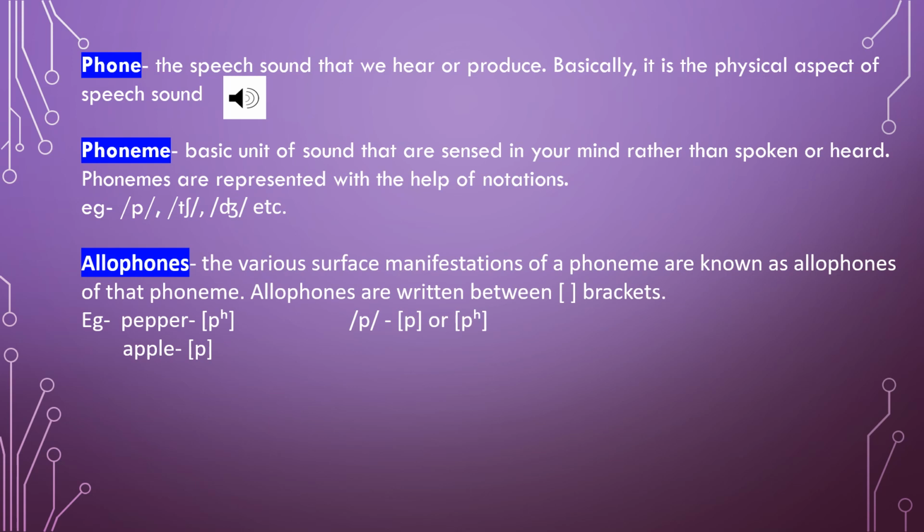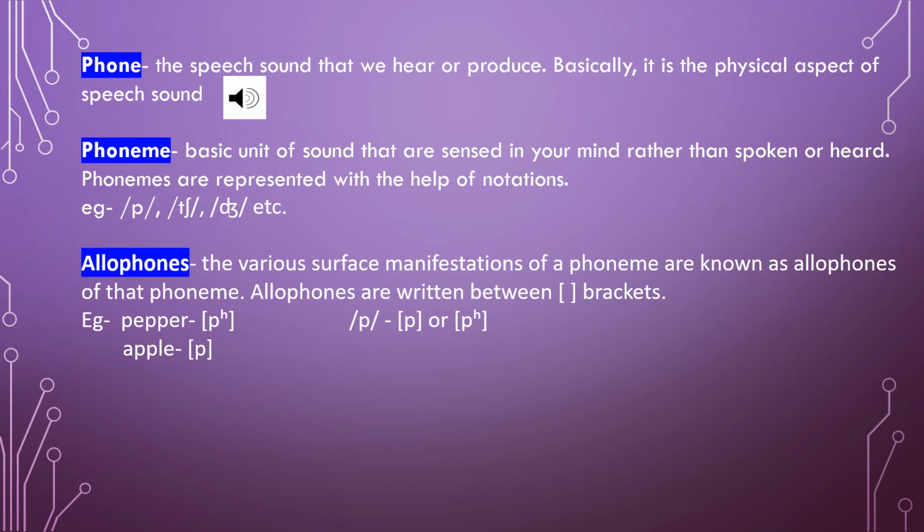Now let's see allophones. Allophones are the various surface manifestations of a phoneme. We have taken the example of the p sound in two different words, pepper and apple. If the p sound is in the initial position, it is aspirated. The little h over the p is the symbol denoting aspiration. If the p sound is in any other position, it is not aspirated. So in the Indian accent we pronounce it without aspiration, but it is actually aspirated.